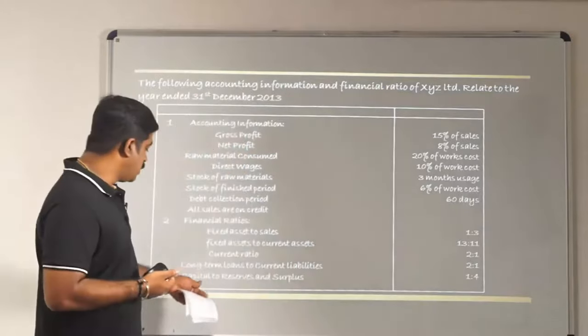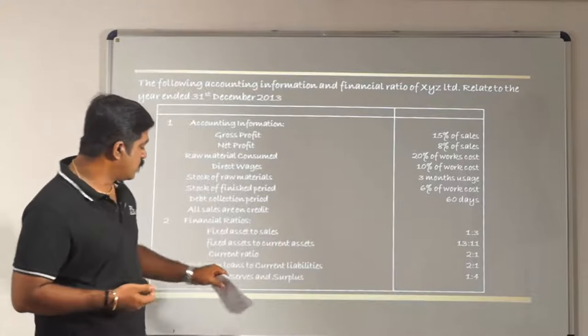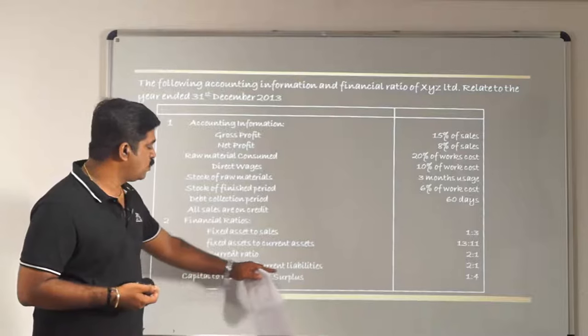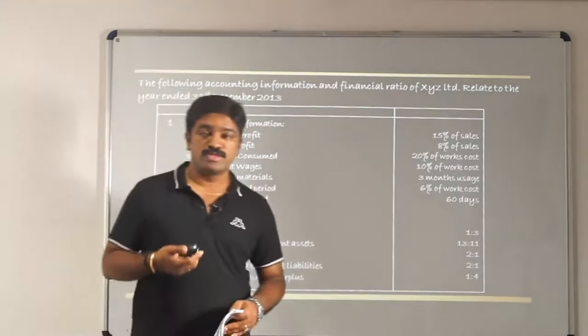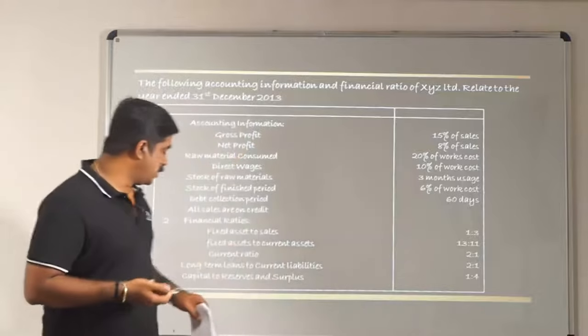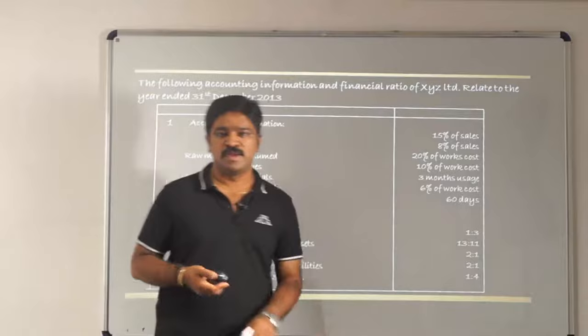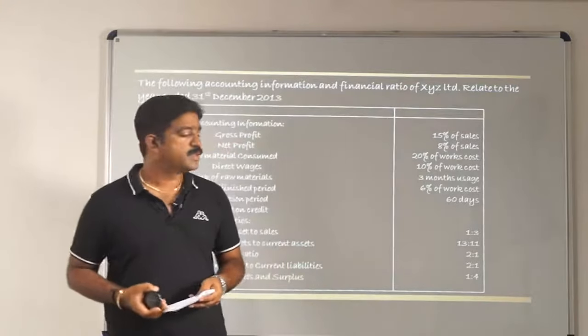Okay, then here we have capital to reserves and surplus is 1:4. So till this stage we would have arrived at what our long-term liability is, what our current liability is, and basically we have to find out what our equity is. Okay, and equity comprises capital and reserves and surplus. Some information is available. Now if we can make use of all this, we'll get a broader picture.